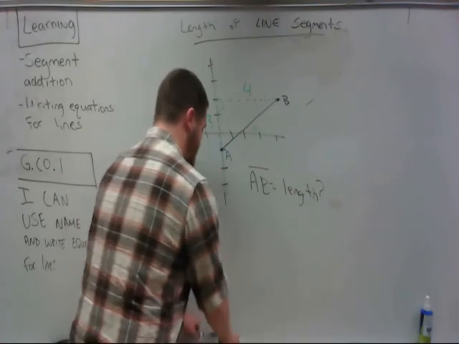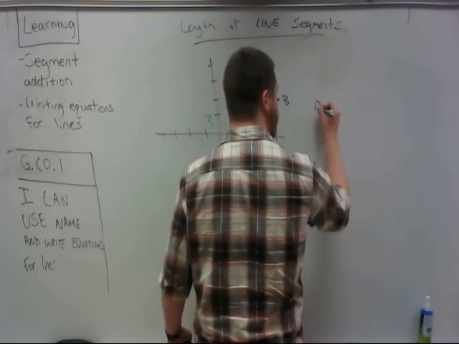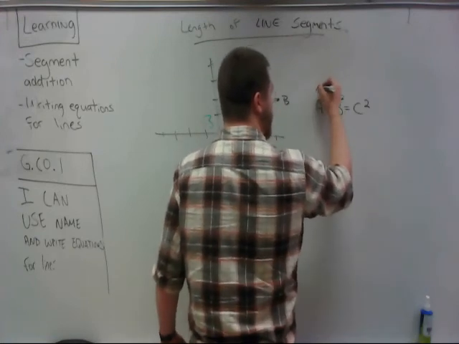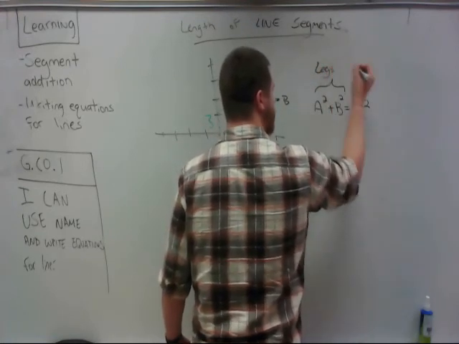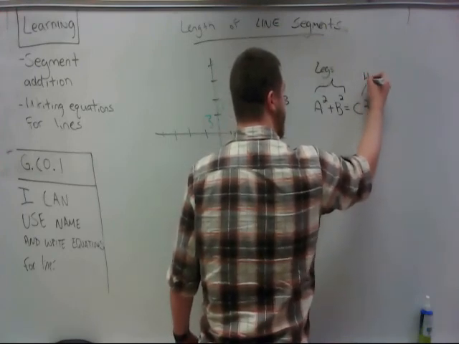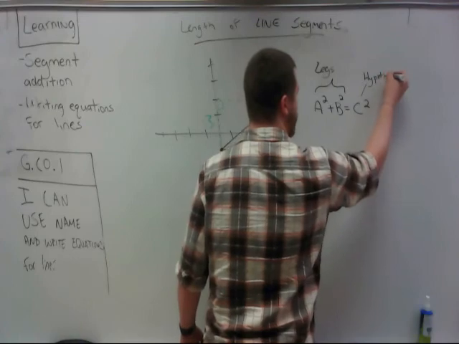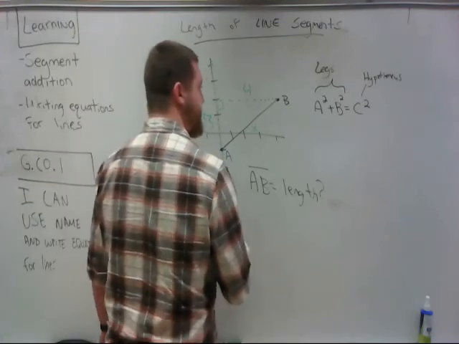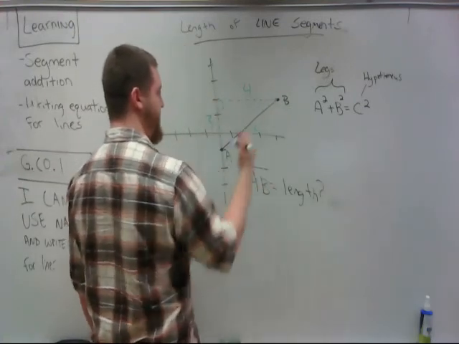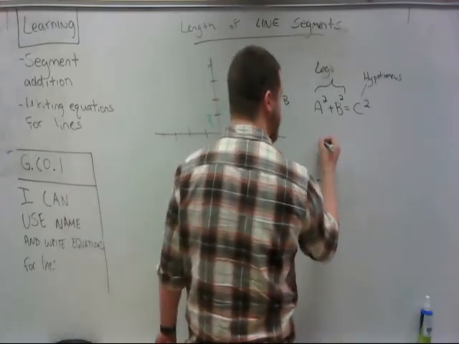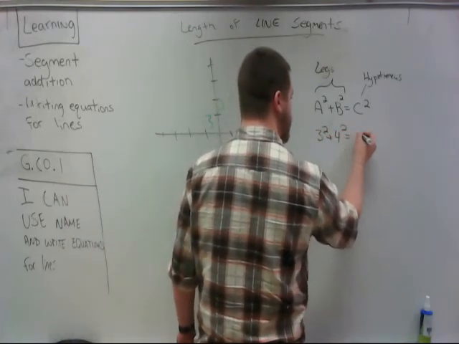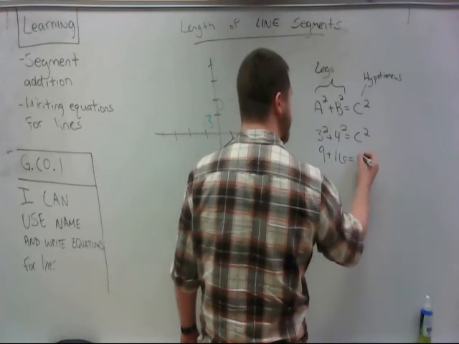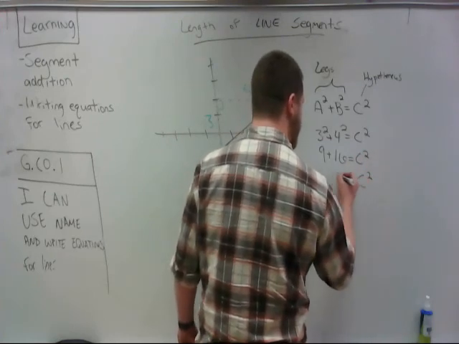Pythagorean theorem says that a squared plus b squared equals c squared, where a and b are legs and c is the hypotenuse. And you may not be able to see all that. Oh yeah, you can. Okay. So what are my legs? Well, they're the parts that are straight lines and not diagonal. So they're 3 and 4. So let's plug in. 3 squared plus 4 squared equals c squared. 3 squared is 9 plus 4 squared is 16 equals c squared. So c squared equals 25.